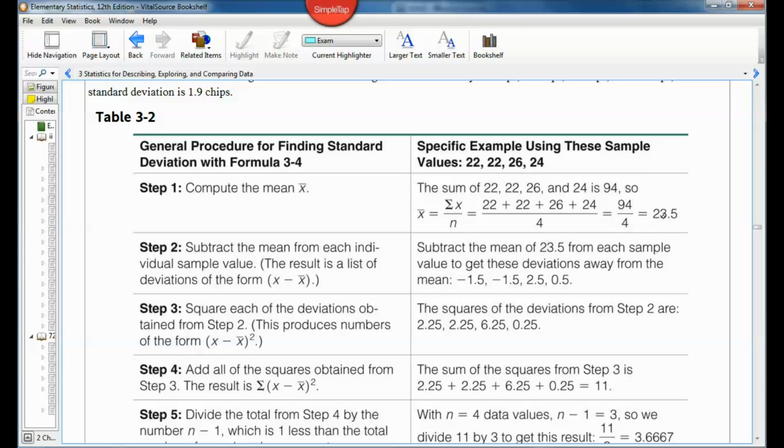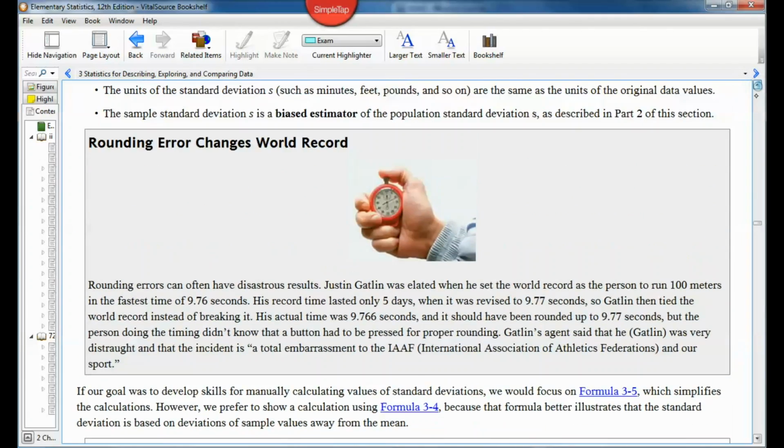They found the mean to be 23.5. Then they're going to take each data item, 22, 22, 26, 24, and say the data item minus the mean, and they do that for all 4 values. Then they square each of those, so negative 1.5 squared becomes 2.25, and so on. Then they add all those together. Once they add all those together, they have the sigma x minus x bar all squared in the first formula we covered. I'll show it to you again.